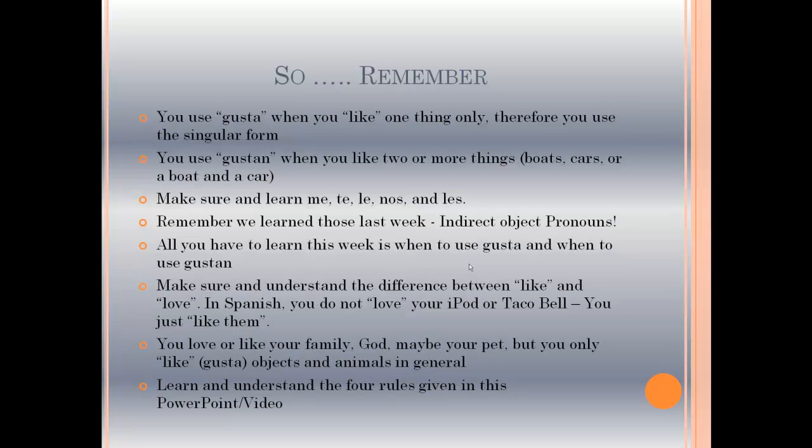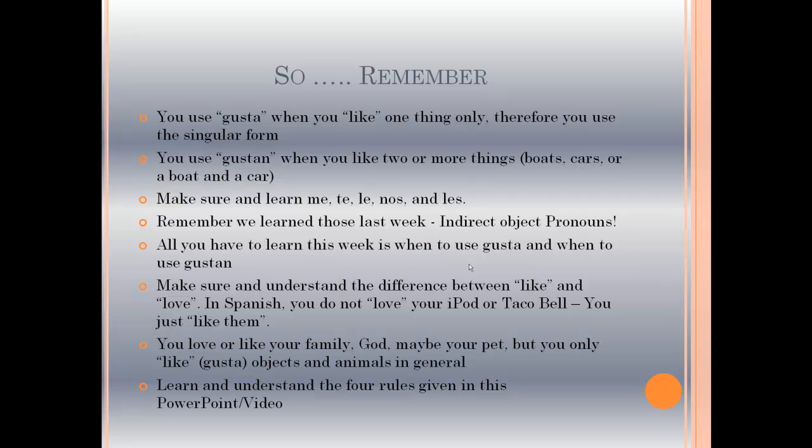So remember, you use gusta when you like one thing only, therefore it's the singular form. You use gustan when you like 2 or more things, boats, cars, or a boat and a car. Make sure to learn me, te, le, nos, and les, which you should already know. Those are the indirect object pronouns from last week. So all you have to do this week is when to use gusta and when to use gustan.